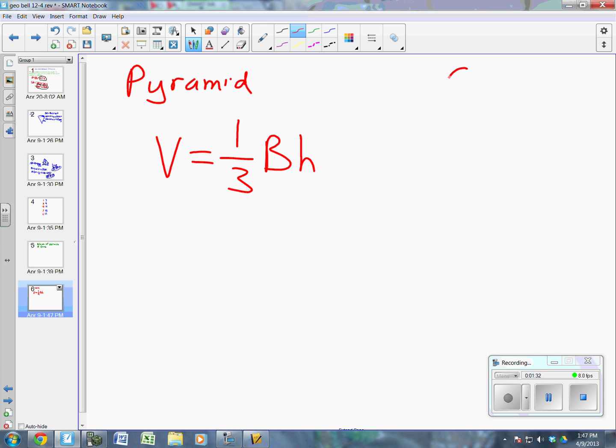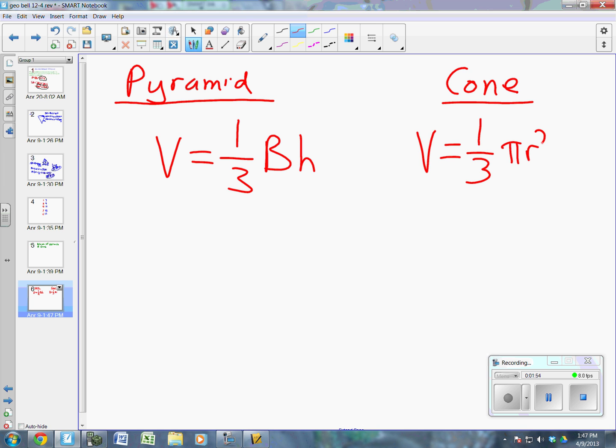Okay? And for a cone, the volume is equal to what? 1/3. How does it state it on there? Does it say area of the base times height for a cone? Because what is pi r squared, you guys? It's the area of the base, which is a circle, right? So it's really 1/3 area of the base times height. Basically, these two formulas are the same. The only difference is that the base of a cone is a circle rather than a polygonal shape, right?